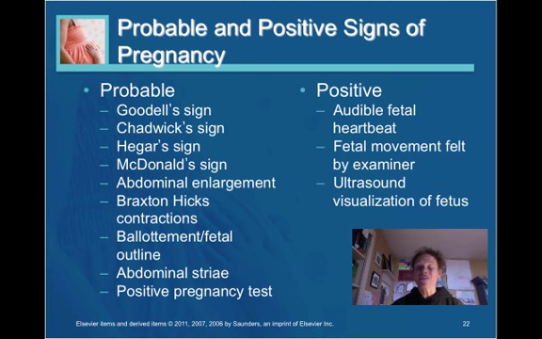Abdominal striae. Striae is just basically a fancy word for stretch marks. As the abdomen enlarges, the skin has to accommodate for that, and it stretches, and therefore stretch marks, or striae, develop. And then the final probable sign of pregnancy is the positive pregnancy test.